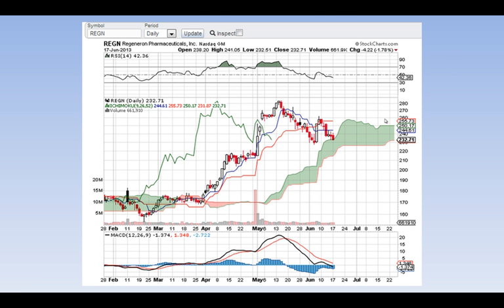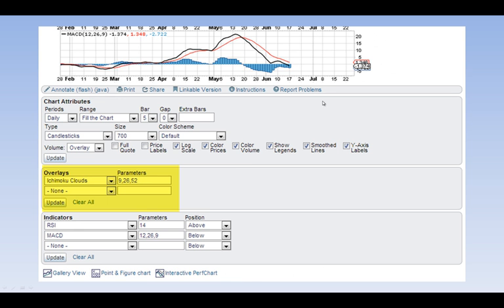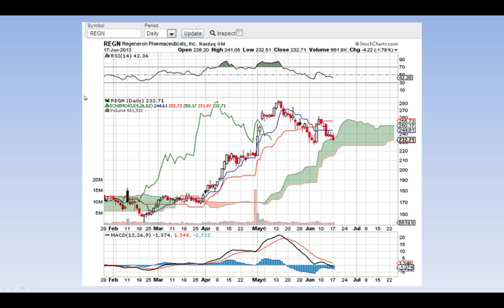Now, what you could do is put a parabolic SAR. You could go back here and put a parabolic SAR on one of these, and that would help you out even more. Yep, it's kissing the cloud. That cloud should act like support. So what you could do is wait until the blue line crossed the red line for a buy signal, or wait for a parabolic SAR to give you a signal. Either one of those should treat you okay.